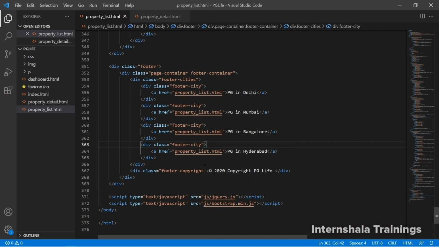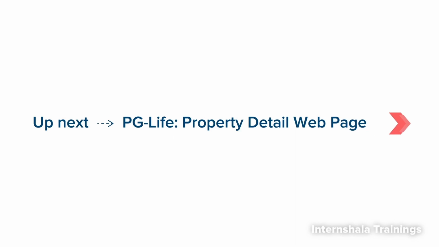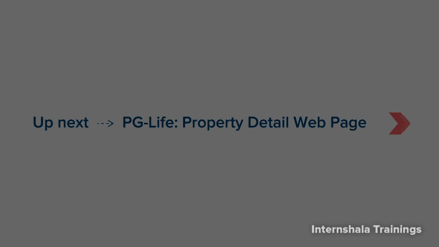Well, that was all about the code of the property list page. Again, I will say that most of the styling part is taken from the Bootstrap website and we have customized it as per our convenience. So, please take your time to understand the code and always ensure to check and understand the code using the inspect element. In the next video, we will look at the code of the property detail page.